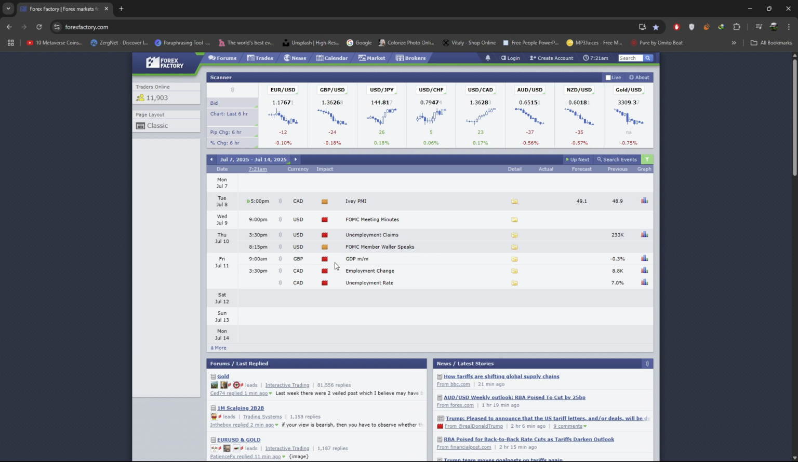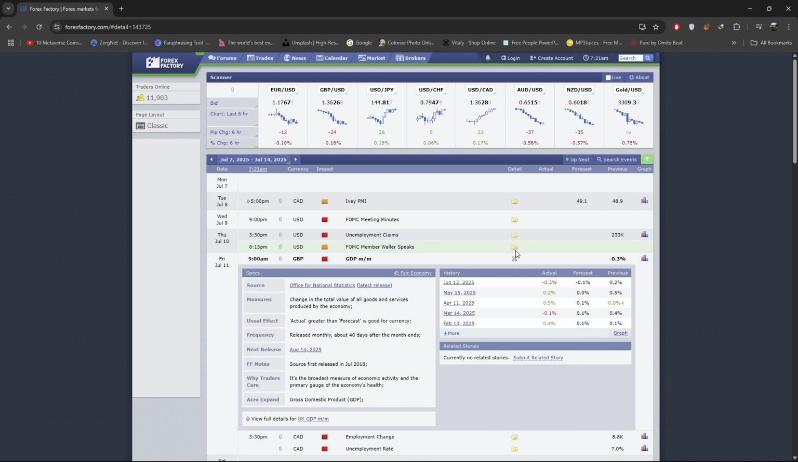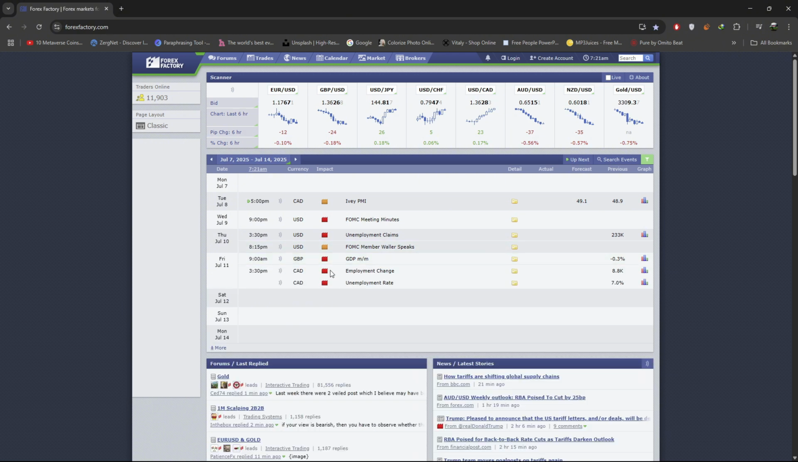Then we also have news on Friday. So Wednesday, Thursday, Friday, back to back. Friday we do have GBP news. Unemployment change, that's fine. Which is change in total value of goods, then employment change for card. I mean, relatively okay week, but unemployment claims a good catalyst for the week. FOMC, definitely a big catalyst for the week.